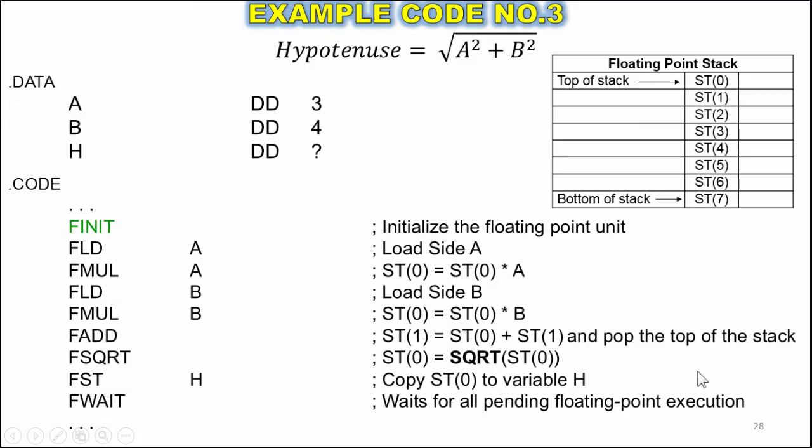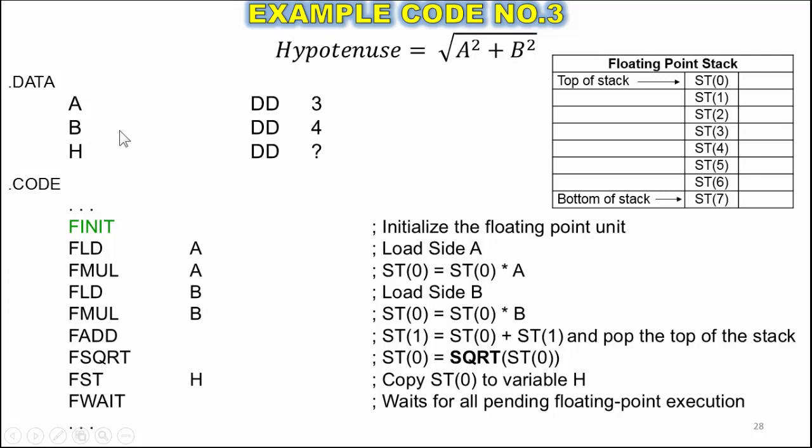Last example. Let us compute the hypotenuse of a right triangle with the value 3 for side A and value 4 for side B. Using the formula, hypotenuse is equal to the square root of the sum of the squares of the values of A and B.